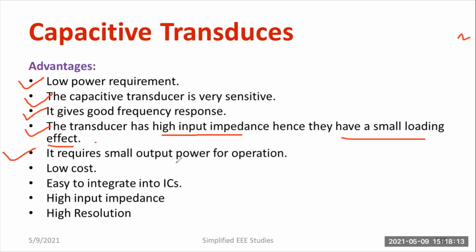Similarly, it requires a small output power for operation. I already explained, less excitation is required, cost is less. Then it is easy to integrate with integrated circuits. That is another specialty. And also high input impedance, because of that the loading effect will be reduced and it ensures high resolution so that accuracy also will be improved. Okay, these are the major advantages of the capacitive transducer.